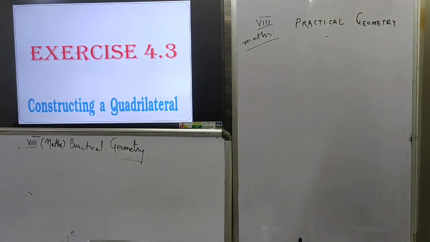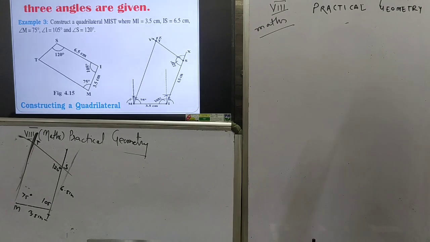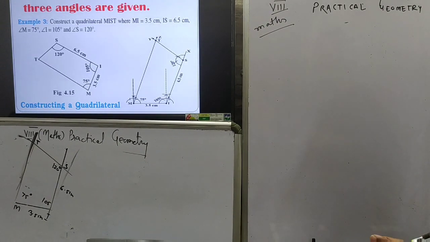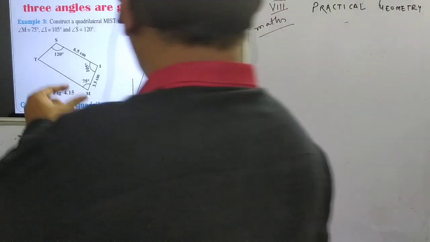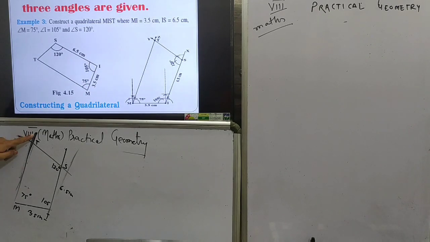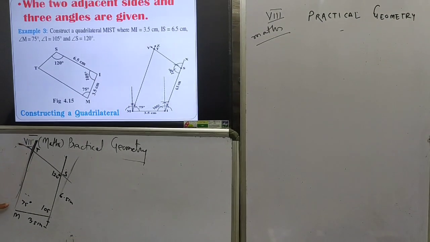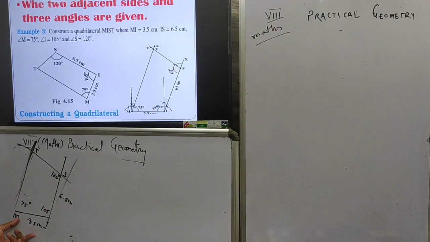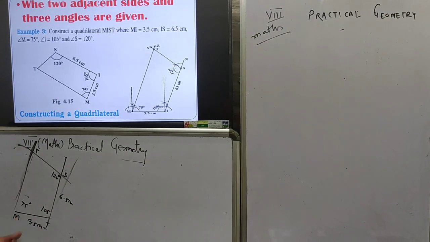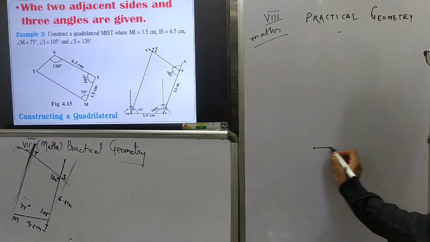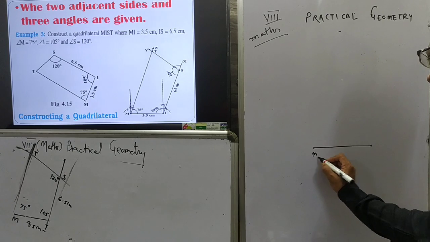Now how to construct a quadrilateral when two adjacent sides and three angles are given. Let us construct this quadrilateral MIST. For that, first of all, construct the rough figure, which means draw the rough figure. On this rough figure, this MI is 3.5 centimeter. First of all, construct MI.